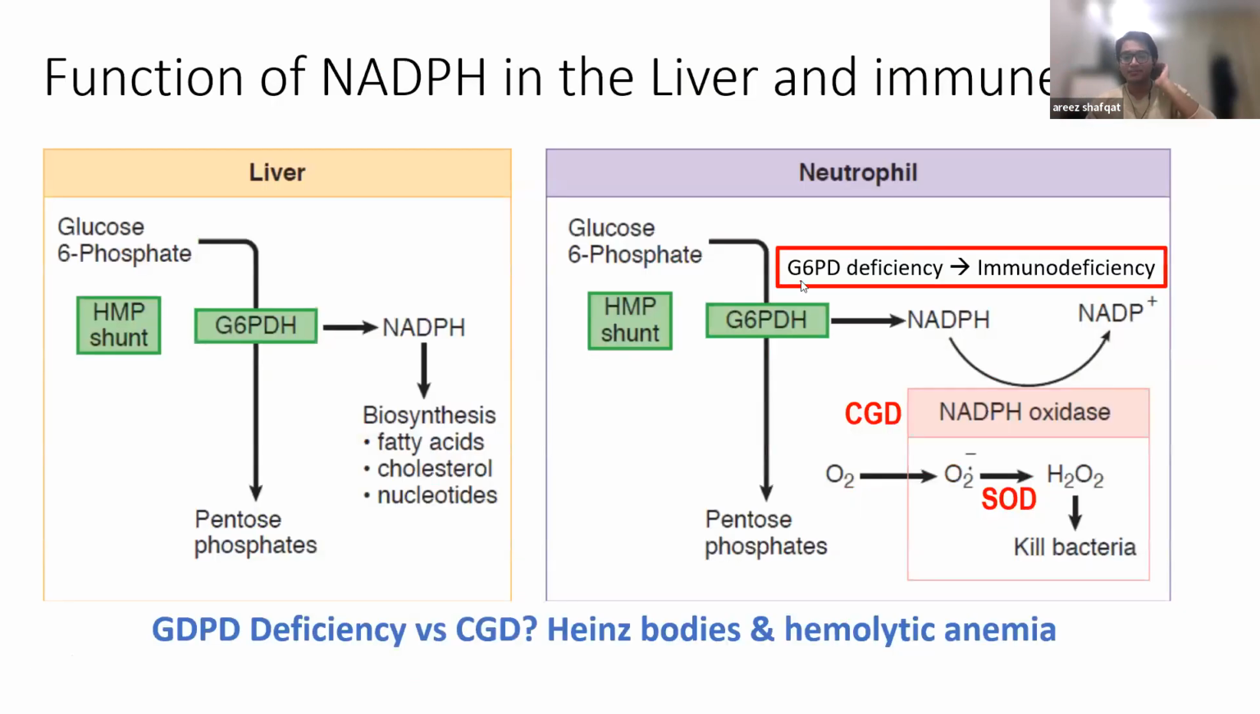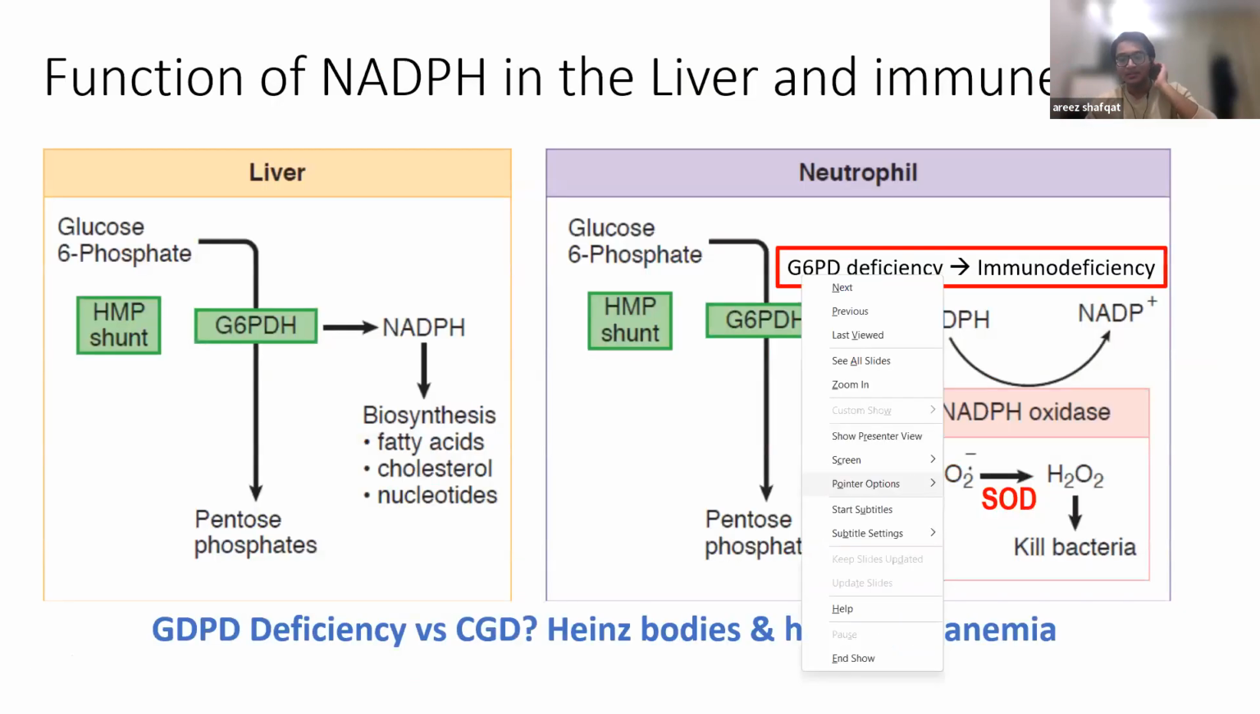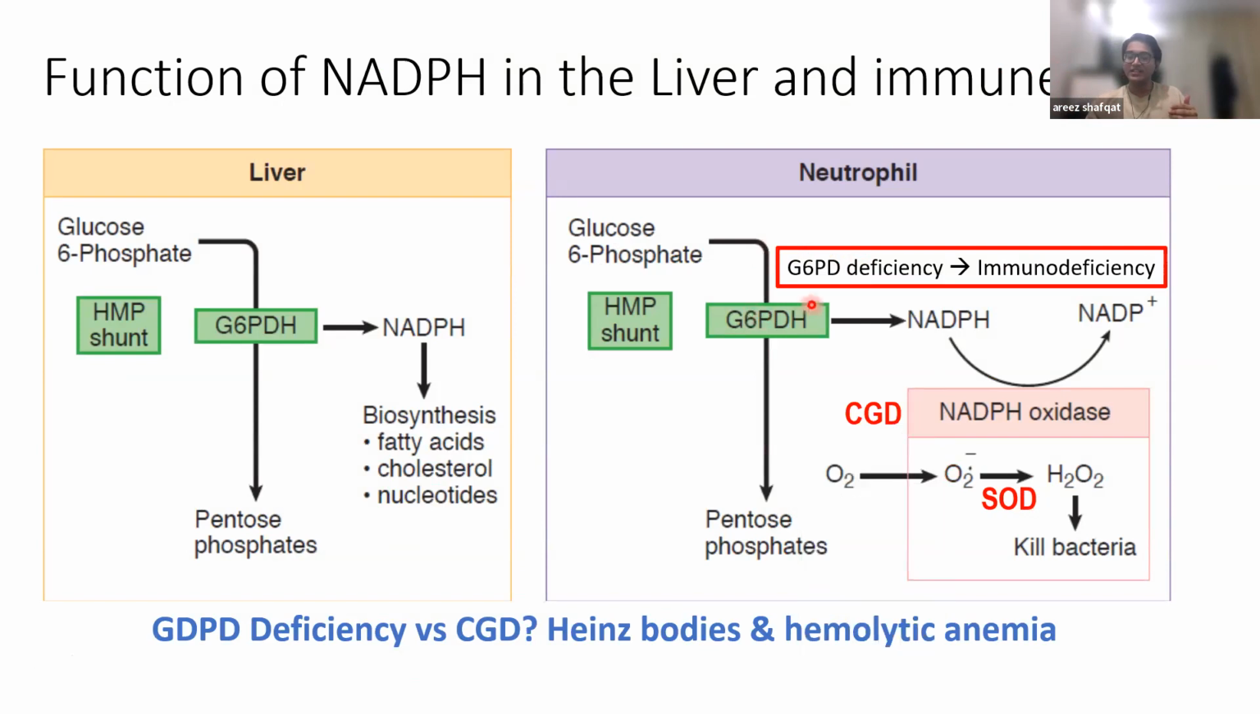So let me ask you now. We previously looked at the fact that G6PD deficient individuals and people with CGD both have immunodeficiency. But how do you distinguish the two? In G6PD, you will have Heinz bodies and hemolytic anemia. I hope that makes sense now.